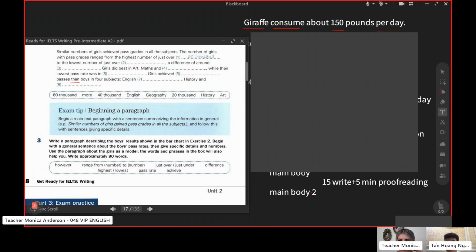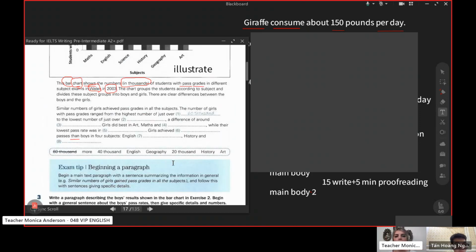Can I see again the pie chart to describe? Of course, you can see.